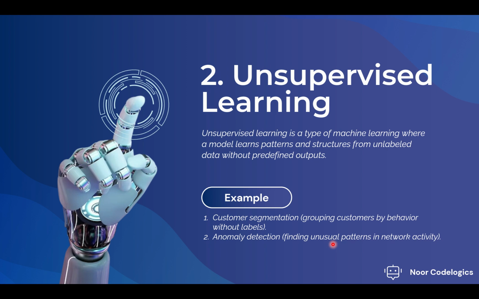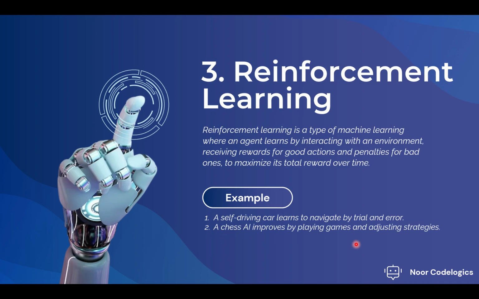Now the question is where we can use unsupervised learning. There are lots of areas of machine learning where we can use it. For example, customer segmentation: we can group customers by behavior without labels, right? And then we can use it for anomaly detection, finding unusual patterns in network activity. There are also lots of other use cases of unsupervised learning.